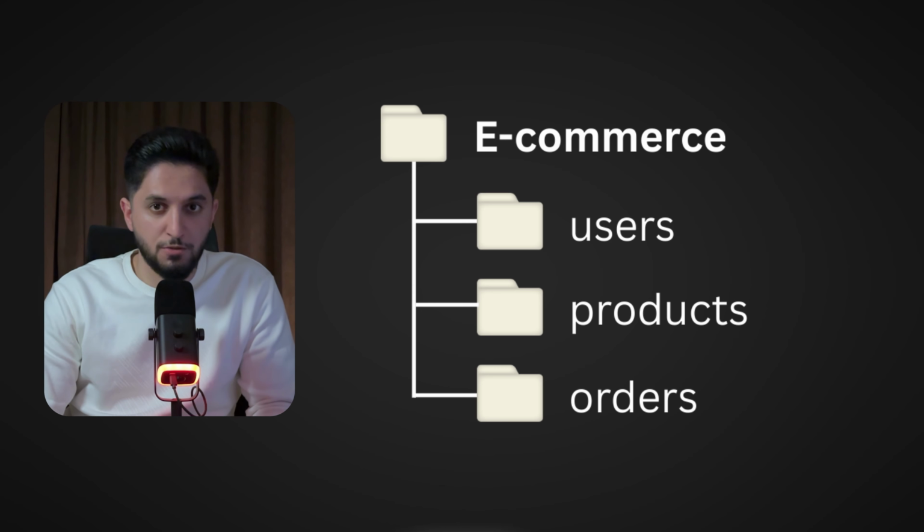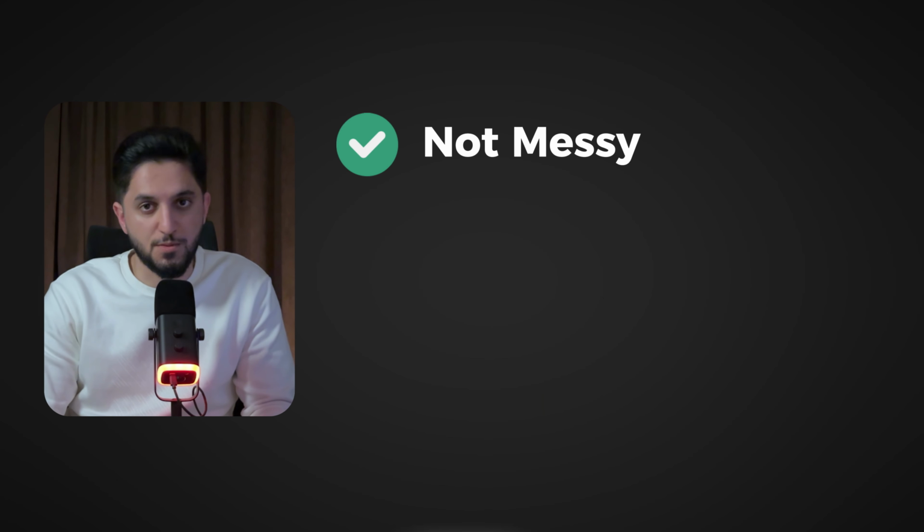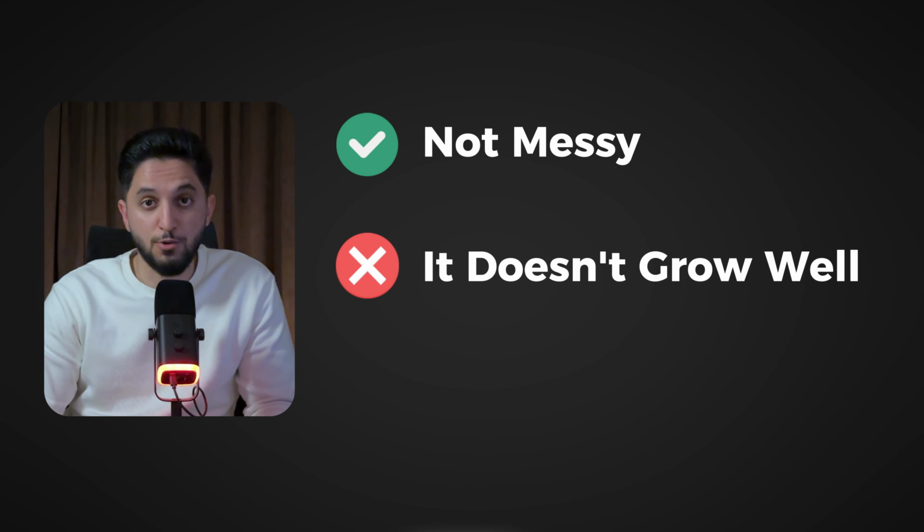See this code structure? Almost every tutorial teaches it, but almost every real project eventually deletes it. Not because it's messy, but because it silently kills your velocity as your app grows. Let me show you why this breaks down and what works instead.